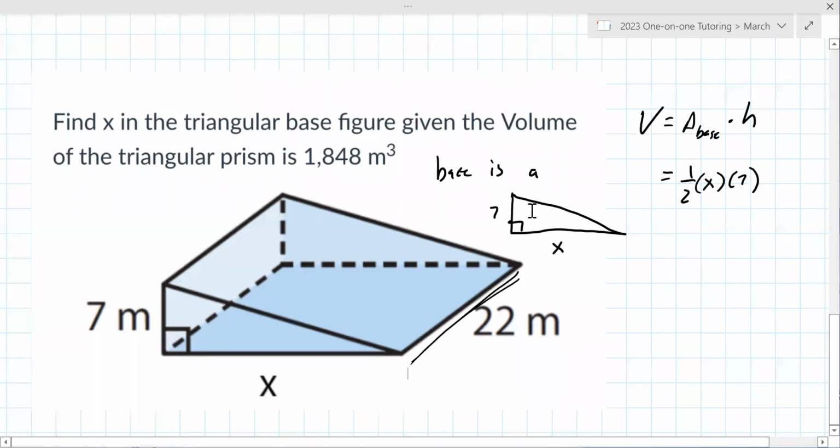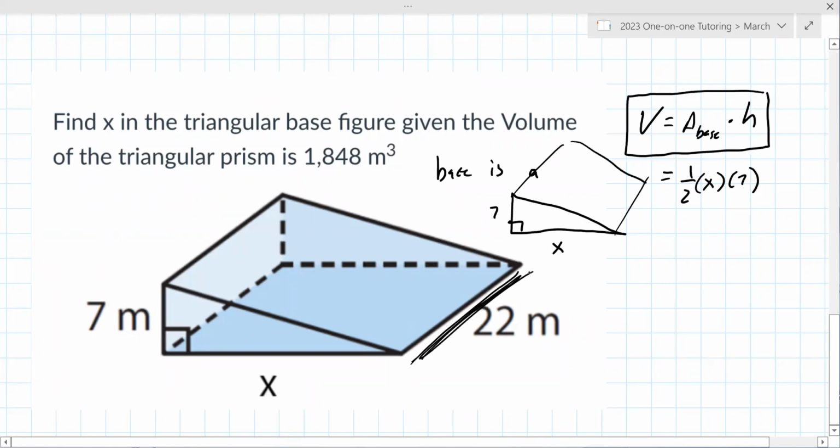Height is 7. Now the h in this formula that I've written up here refers to the length that it's been extended, and that's 22. Okay, so that's 1/2 x times 7 times 22 equals 1,848. So I would take that 1,848 divided by 7 and then multiply it by 2 and then divide it by 22. That all works. I would maybe just recognize that 1/2 of 22 is 11, 7 times 11 is 77. There are many ways to do this.